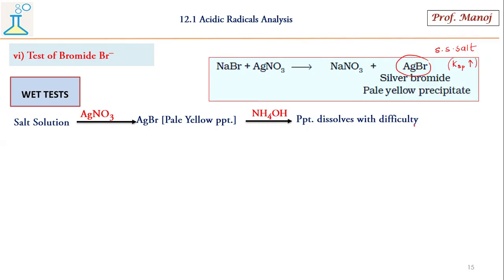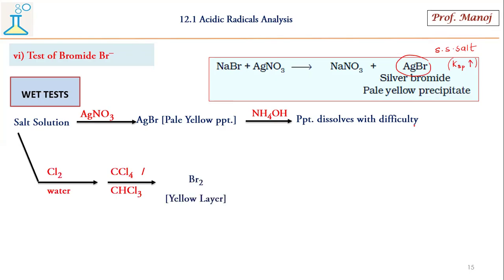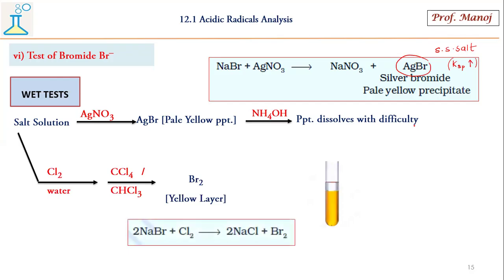Then you have another test which I think you will perform in your practical soon. That solution is mixed first with chlorine water and then chloroform or carbon tetrachloride is added. You get yellow layer of bromine. Now this is actually a photograph of how the test looks. So all the bromine gets collected and settles down here. This is actually carbon tetrachloride plus bromine, and this is the pure water from the reaction left over. This is known as the yellow layer bromine test.